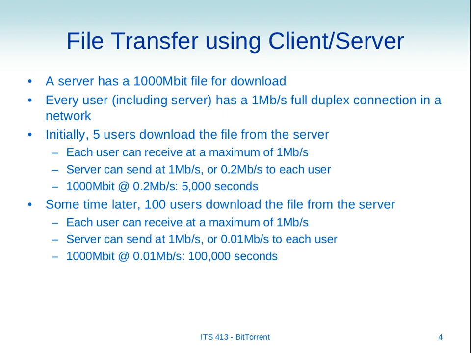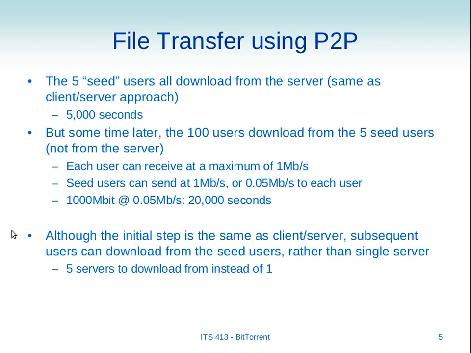Let's look at an alternative approach. Let's use a peer-to-peer approach, or the approach used in BitTorrent, and see the advantage. What we're going to do is those first 5 users, they'll download from the server, and then once they've downloaded the file, when someone else wants to download it, they would download from those first 5 users instead of the server.